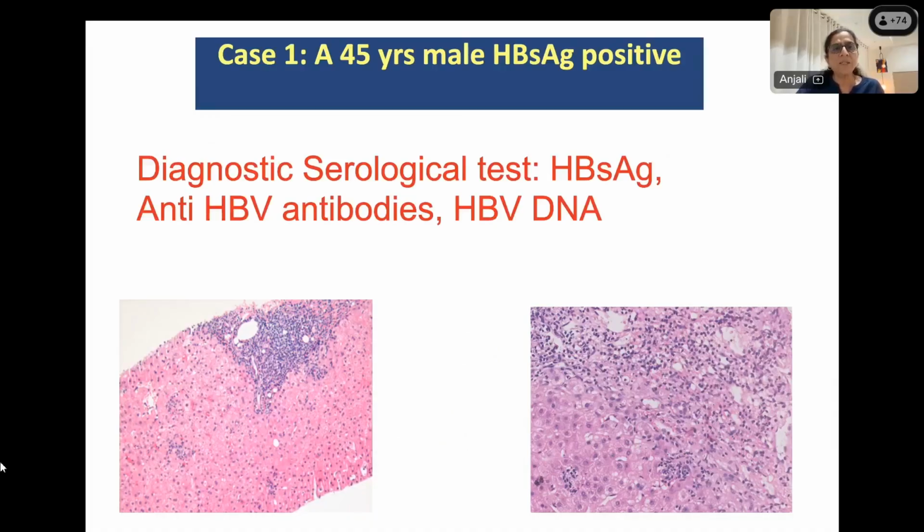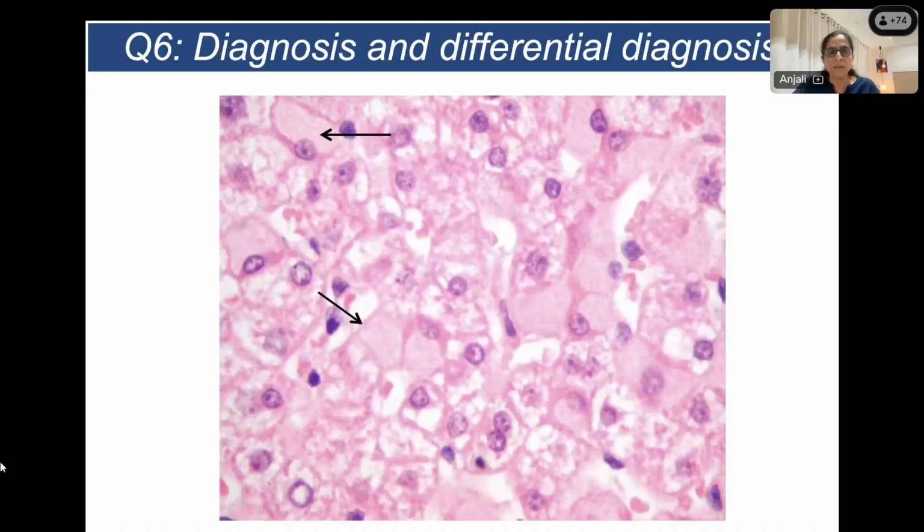But we have excellent diagnostic serological tests to diagnose hepatitis B patients. We have HBsAg, we have various hepatitis B antibodies, and we have HBV DNA. So these are the serological tests which are used for diagnosis of hepatitis B patients. And the other histological features I am going to show you in the next few slides.